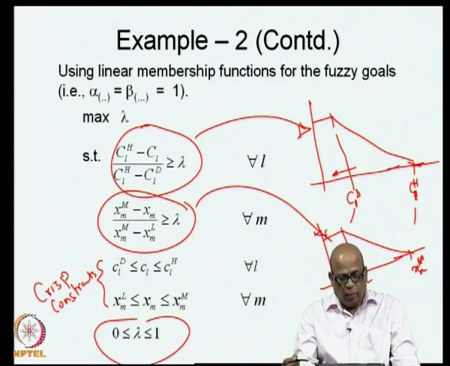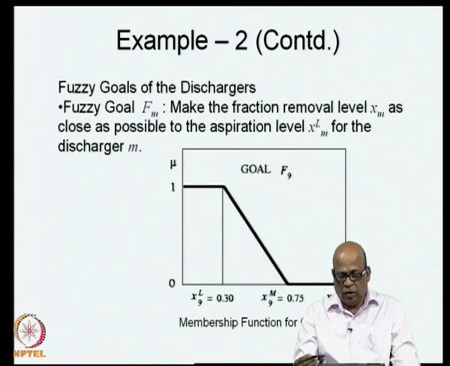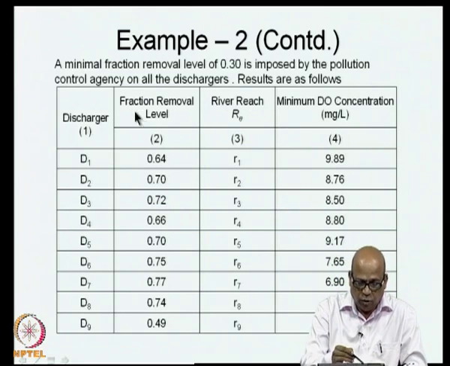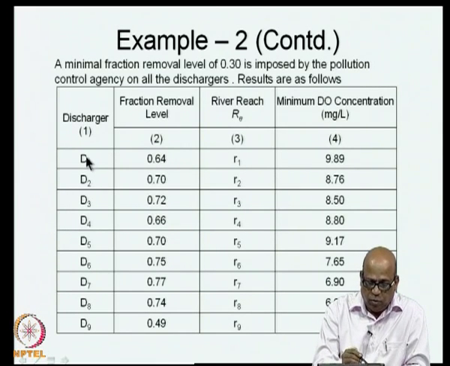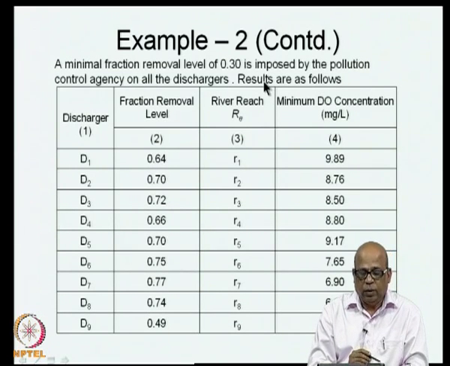So, we use linear programming, maybe Lingo or some such simple software, and then solve this problem. You will get these as the solution. D1 is 0.64. What it says is that the fraction removal level that you need to apply at D1 is 64%, 70%, 72% and so on. These are the fraction removal levels that come out as the results.